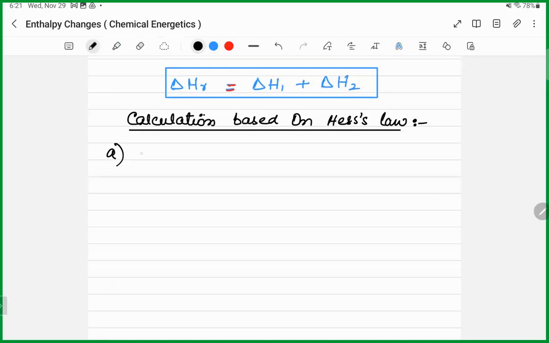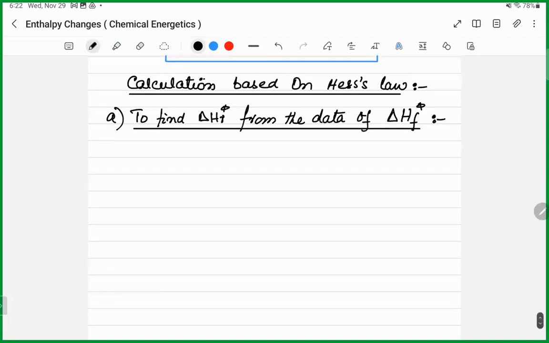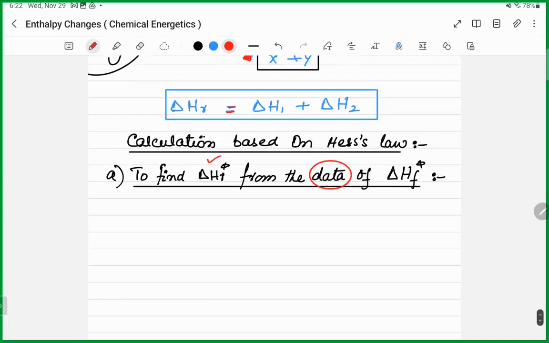Jaise category A, if you have to find out delta HR, enthalpy change of a reaction, from the data of delta HF. Delta HF is enthalpy change of formation. ठीक है, अगर आपको data given होगा, data of formation is given और you have to find out the enthalpy change of a reaction, तो हम क्या method adopt करेंगे?